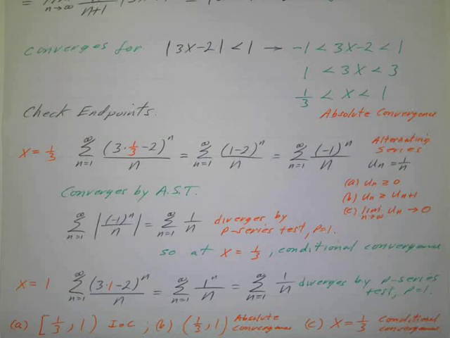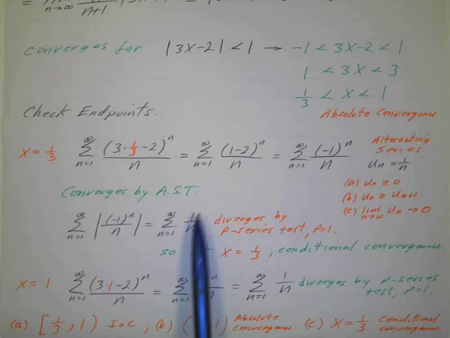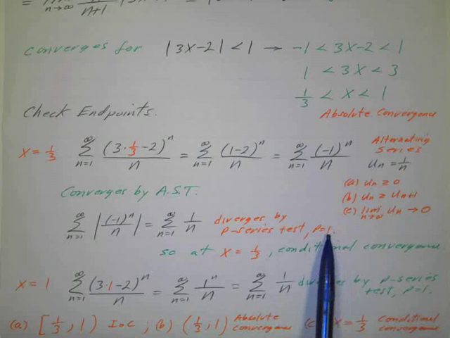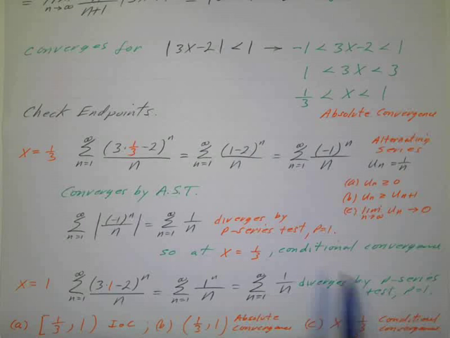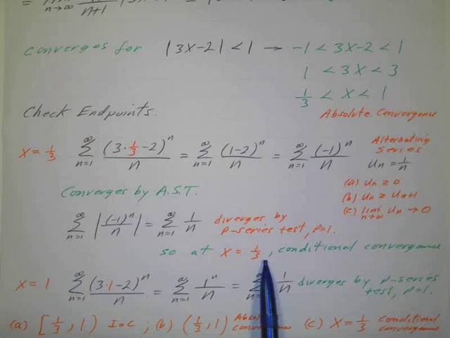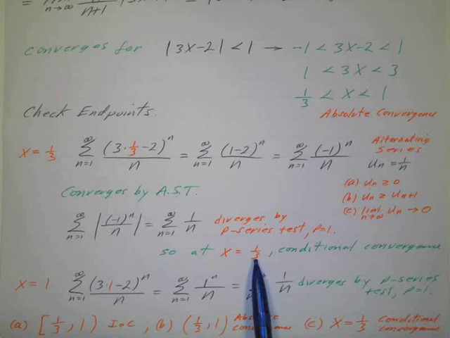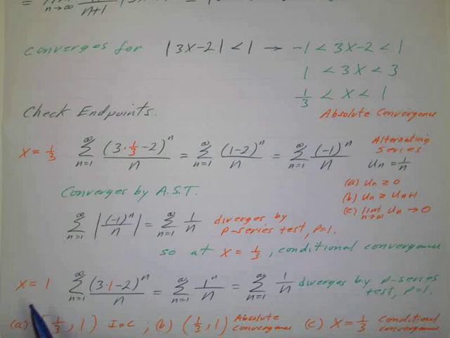Does it converge absolutely? We'll take the absolute value of this, which gets rid of the negative part. So I've got the summation of 1 over n, and that diverges by the p-series test, p equals 1. So it doesn't converge absolutely, but it does converge. So what do we say? It converges conditionally, so it's conditional convergence at x equals 1/3. But it does converge, so it would be part of the interval of convergence. Those are all the values for which the series converges. It just happens to be conditional convergence, not absolute convergence.